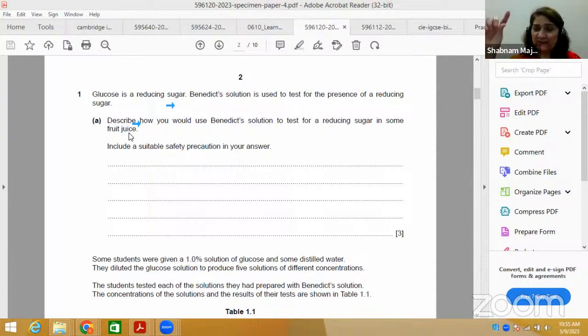Fruit juices, you must have seen that pectinase is very important. In fruit juices, to extract from apple juice, pectinase is used, like it is in washing powders, and even added to olives. It's already there in IGCSE, so you know what the enzyme pectinase has to do with this. Or Benedict solution, include a suitable safety precaution in your answer. You are boiling, heating to boil, so keep the tube tilted. These are all common, you must have seen them in the mark scheme too.